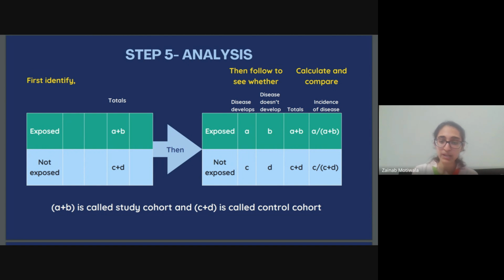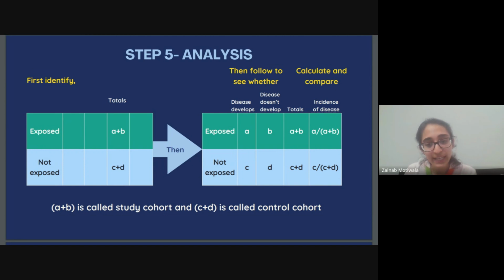Now, to understand the situation, let's hypothetically name the cells A, B, C, and D. Exposed patients who actually develop the disease, let's call A. Those who were exposed and did not develop disease were B. Those who were not exposed and developed the disease were C. And those who were not exposed and did not develop the disease were D.